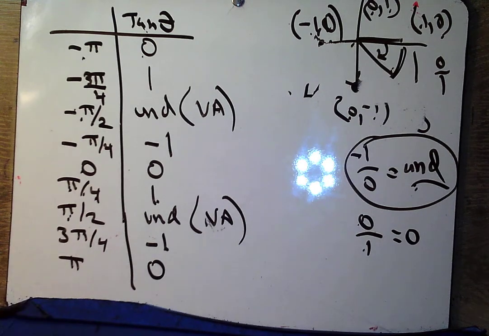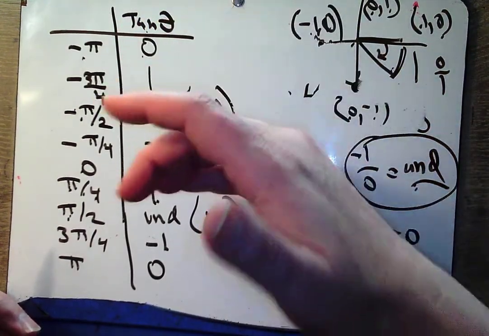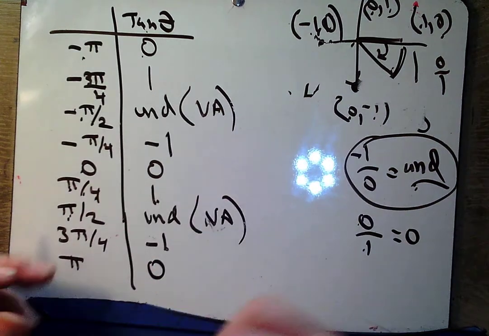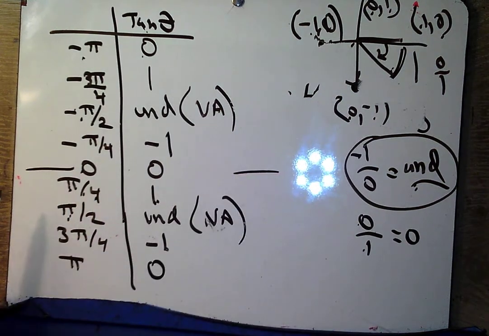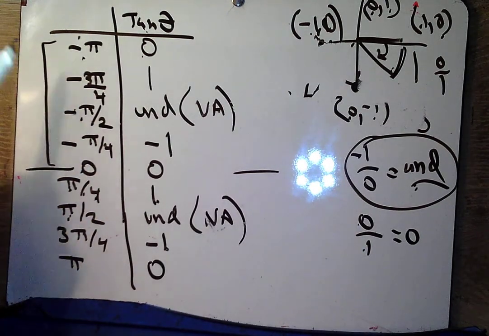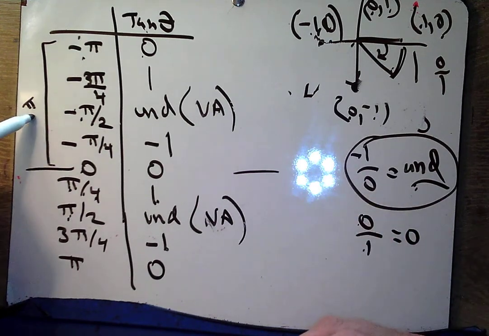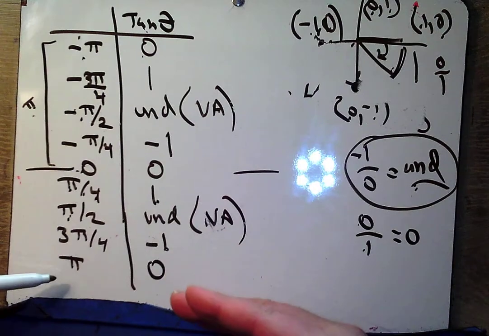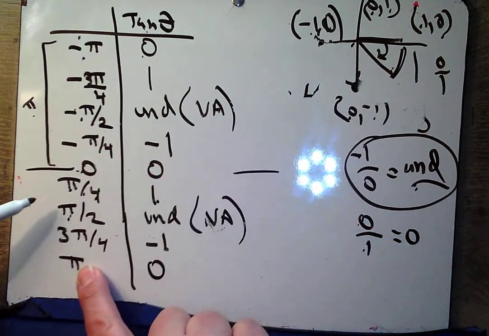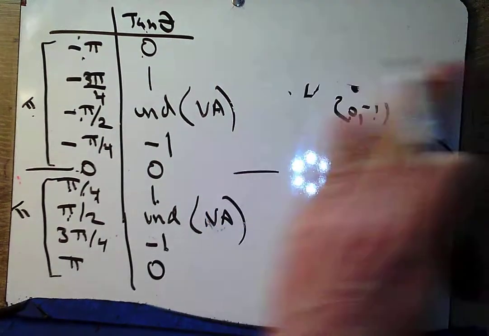Now, does this appear to be a periodic function? Does it go through the same pattern? We went 0, 1, undefined, negative 1, 0, 1, undefined, negative 1, 0. Yeah. And so what do I notice about this pattern? Well, it seems that this distance from negative pi to 0 isn't 2 pi, like it would be for sine or cosine or secant or cosecant. It's only pi for tangent before we start repeating ourselves. And look, from 0 to pi is that sort of next round of repetition, and that's also a period of pi.